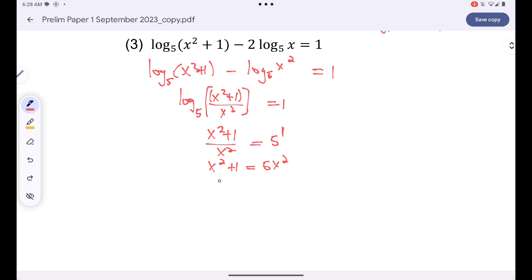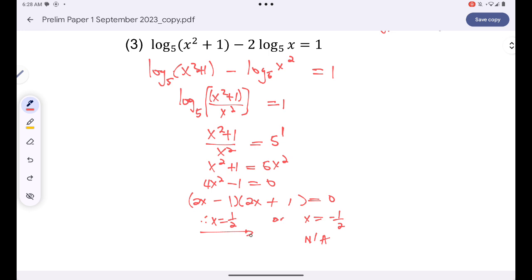And then if I take everything to the other side, I'll end up having 4x squared minus 1 is equal to 0. This is factorizable because it's a difference of two squares: 2x minus 1, 2x plus 1. Therefore, the value of x is equal to 1 over 2, or the value of x is equal to negative 1 over 2. This one over here, guys, is not applicable. This is the only solution.